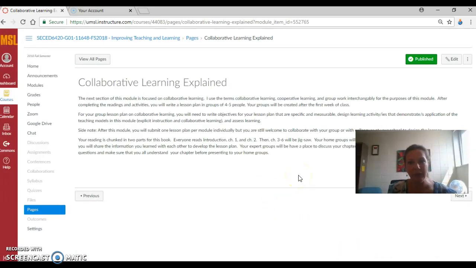And then next week we will get into collaborative learning. So next week everyone will read the introduction and chapters 1 and 2 of productive group work. And then we will jigsaw chapters 3, 4, 5, and 6. So you will read the introduction, 1, 2, and then either chapter 3, chapter 4, chapter 5, or chapter 6. Everyone will read 4 sections of the book, and we'll talk more about that next week.